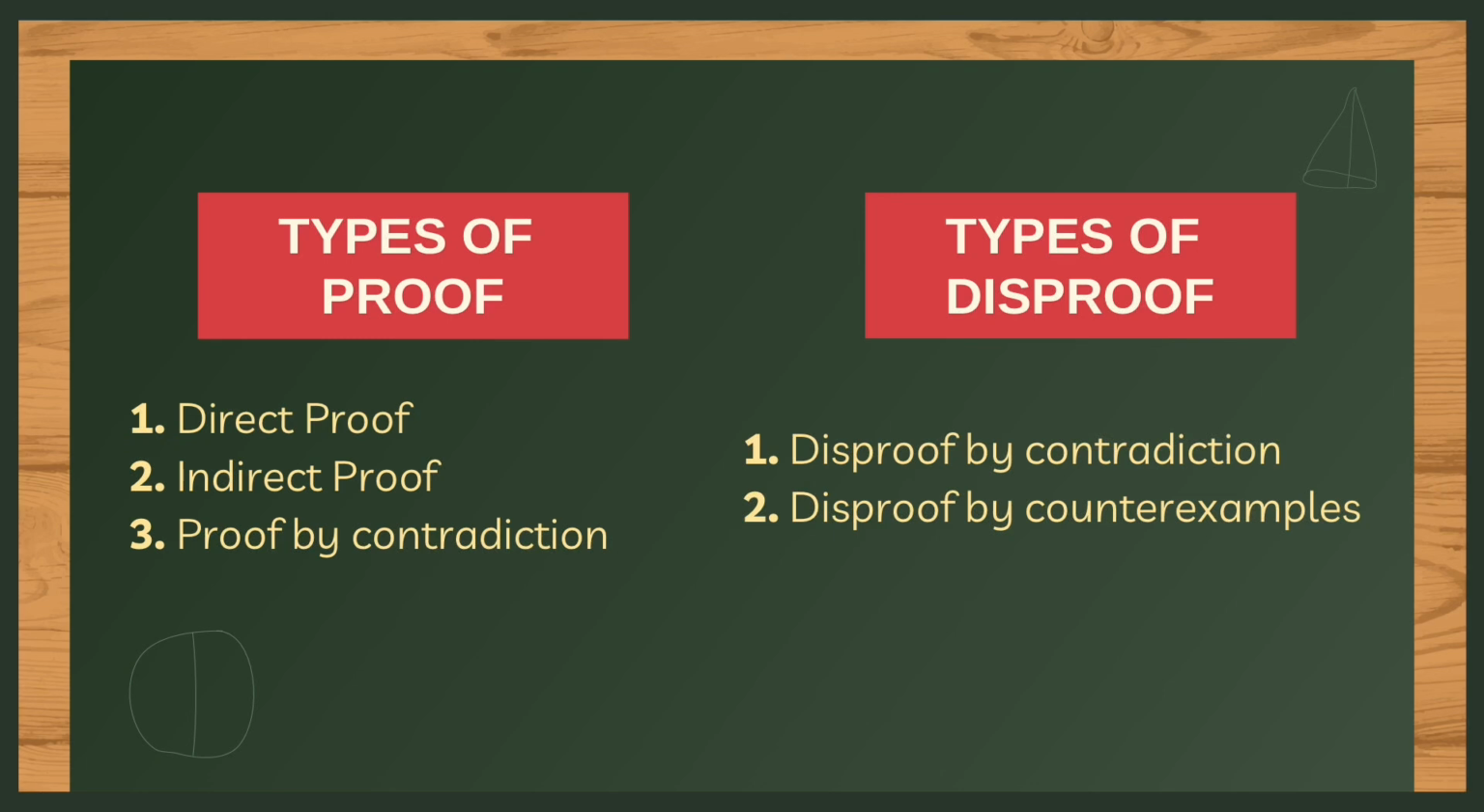Under types of proof, we have 3 and 2 under the types of disproof. For types of proof, we have direct proof, indirect proof, and proof by contradiction. Under types of disproof, we have disproof by contradiction and disproof by counterexamples.